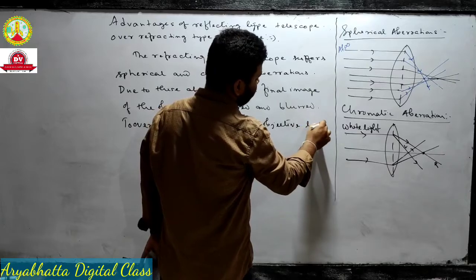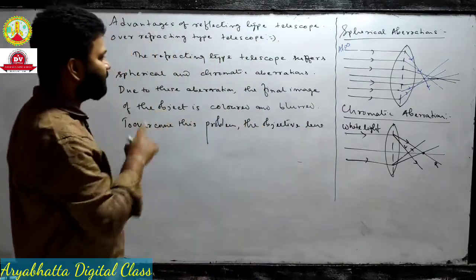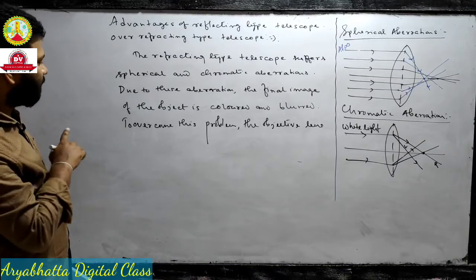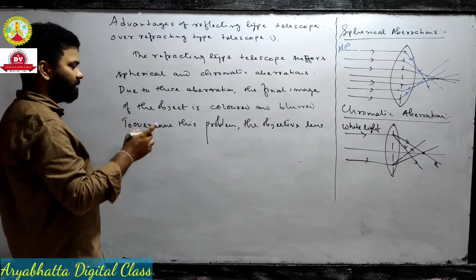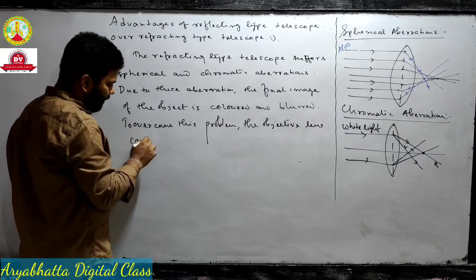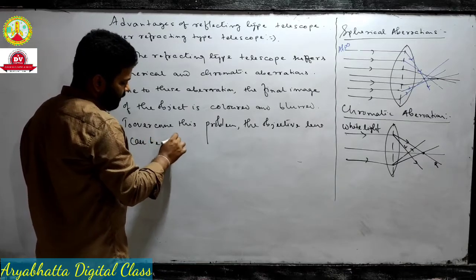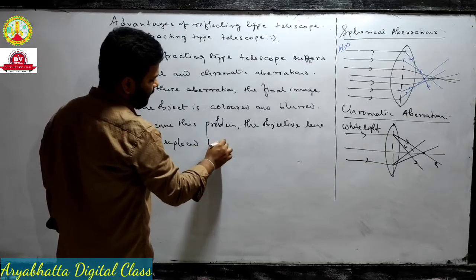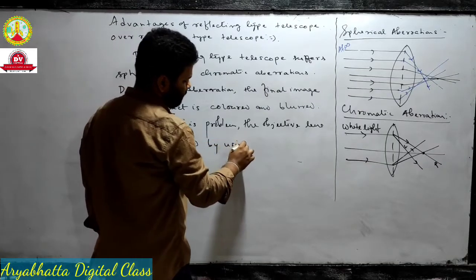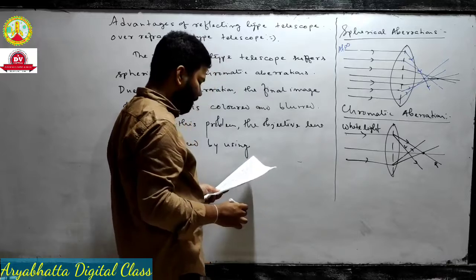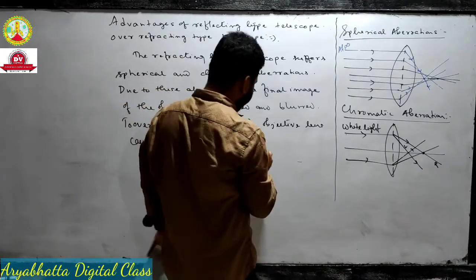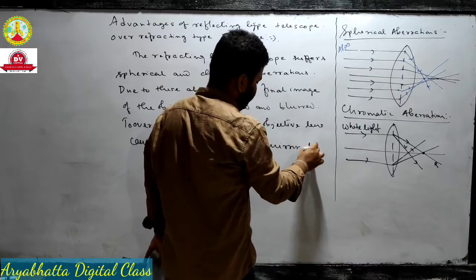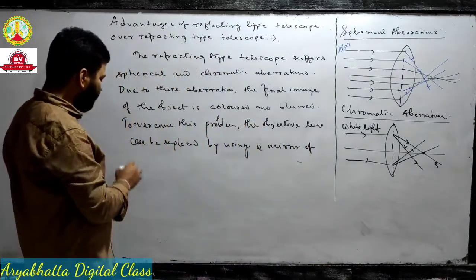This question is actually very important for your board exam, that is why I am writing the answer. To overcome this problem, the objective lens can be replaced by using a mirror of what aperture?